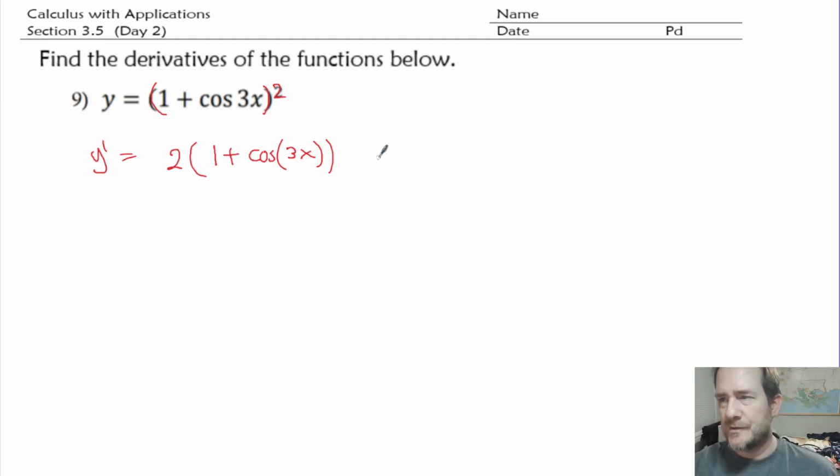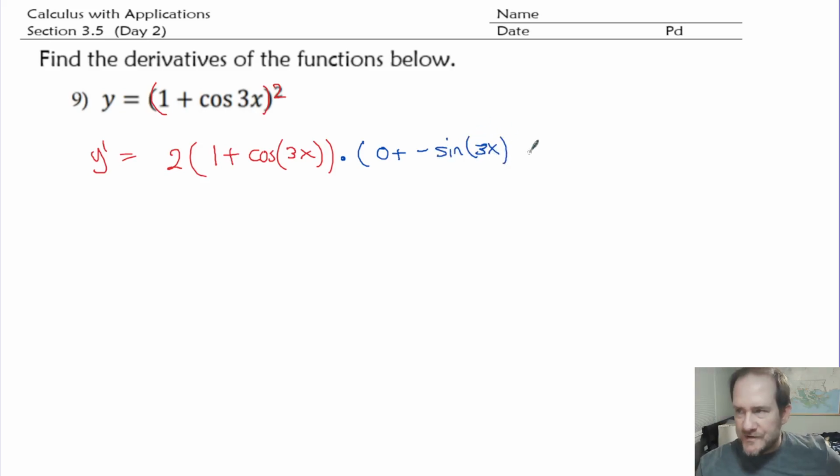So now we have to multiply, chain rule out, the derivative of the inner function. And to differentiate this binomial, you technically differentiate 1, which gives 0. And then you add to that the derivative of cosine of 3x, which is negative sine of 3x. And then from there you chain rule out a factor of 3.